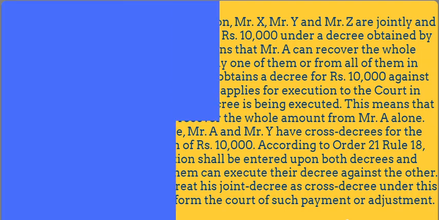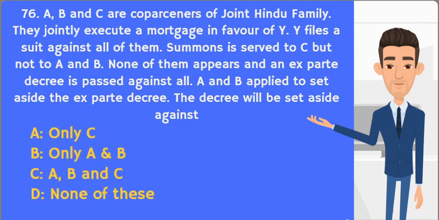76th question is: A, B and C are copartners of a joint Hindu family. They jointly execute a mortgage in favor of Y. Y files a suit against all of them. Summons is served on C but not on A and B. None of them appears and an ex parte decree is passed against all. A and B applied to set aside the ex parte decree. The decree will be set aside against.